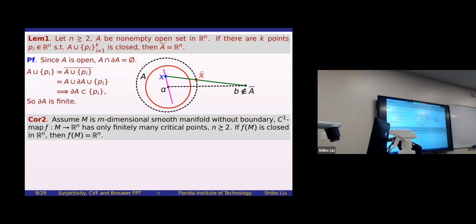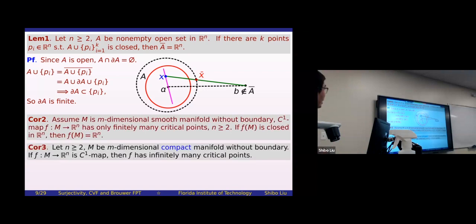The second corollary: if N is compact, then the closedness of the range is automatic. N is compact, so f(N) is also compact, therefore closed. So, for example, there is no finite number of points such that the open ball in R2 union those points is closed.